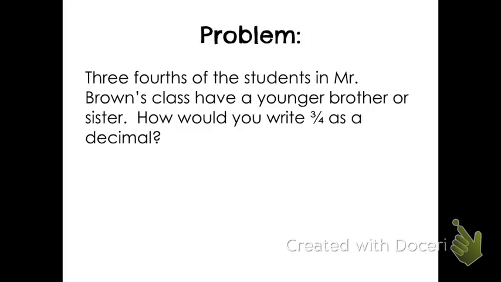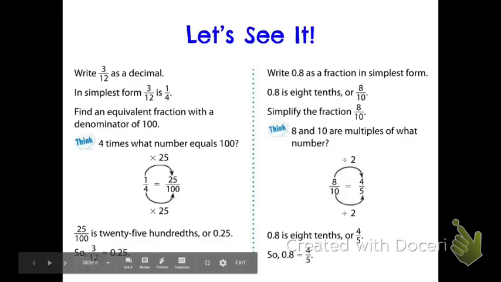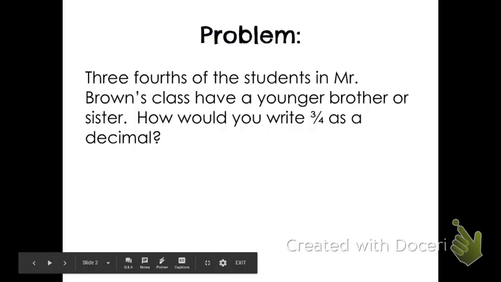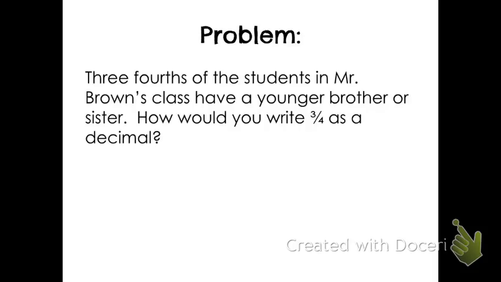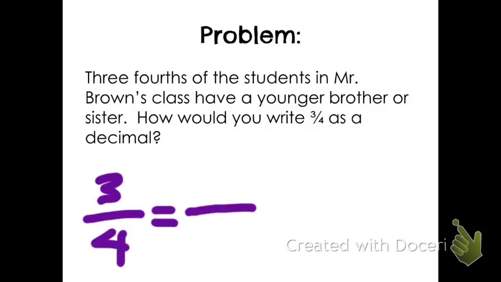First problem we're looking at says, 3/4 of the students in Mr. Brown's class have a younger brother or sister. How would you write 3/4 as a decimal? Well, what's really nice for us when it comes to fourths, I want you to think about money. So when I have things that are in fourths and I want to write it as a decimal, I have to come up with an equivalent fraction that either has a denominator of 10 or 100. Those are the ones we will always work with this year in 4th grade. So I need a new equivalent fraction that has a denominator of 10 or 100.